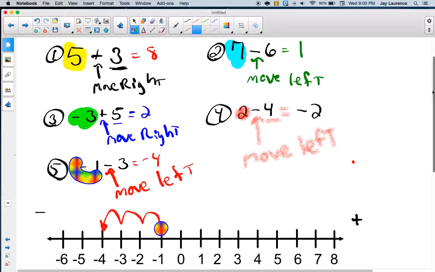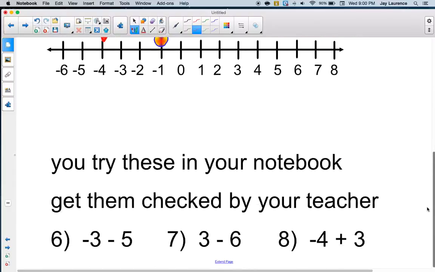All right, so we're going to scroll down to these problems here. You need to do these 3 problems in your notebook. You need to draw the number line. You need to mark your starting place. You need to move the proper direction, the number of spaces, and then figure out what negative 3 minus 5 is, what 3 minus 6 is, and what negative 4 plus 3 is.